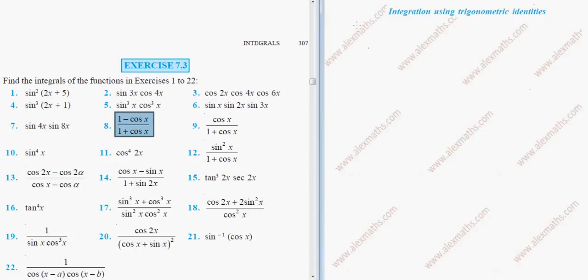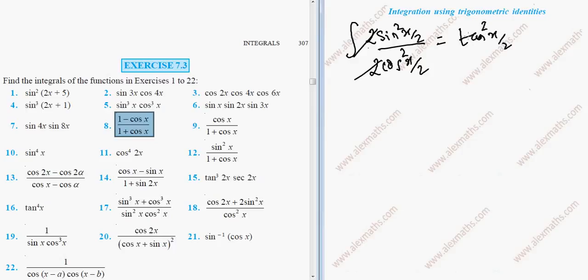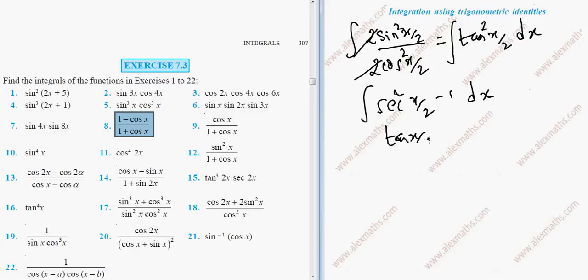See here, integration of 1 minus cos x is 2 sin square x by 2, by 2 cos square x by 2, because 1 plus cos x is 2 cos square x by 2. Cancel 2 and 2, it will become tan square x by 2. As I already told you, we cannot integrate tan square. We have to change it into secant square x by 2 minus 1 using the identity formula. Then this becomes a basic formula, tan x by 2. Since the coefficient is half, I have to divide by half. That will become 2 here, minus x plus c. See, if you know the formula, it is very easy. I will show you one more.